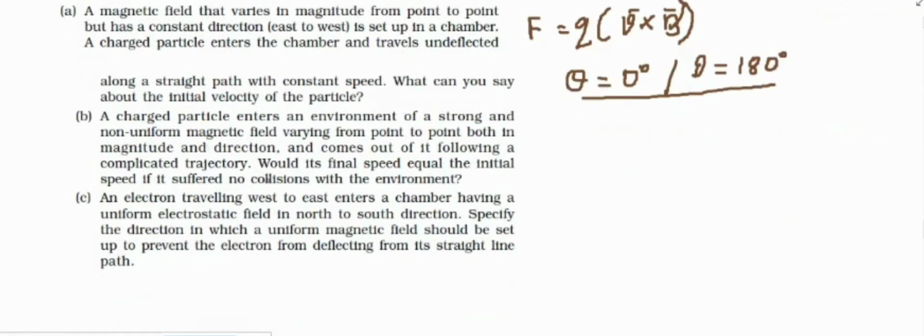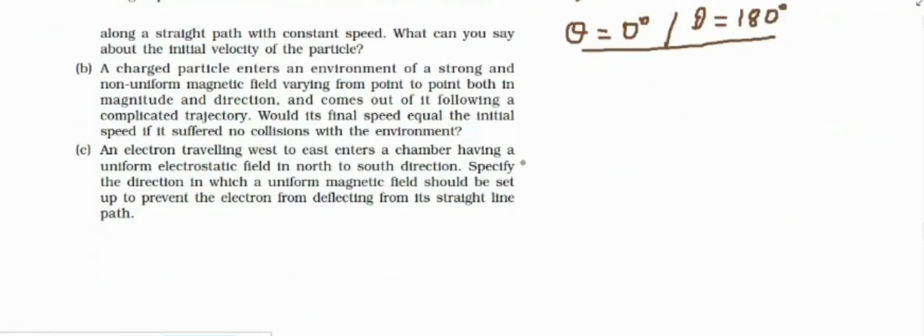Part B. A charged particle enters an environment of a strong and non-uniform magnetic field varying from point to point, both in magnitude and direction, and comes out of it following a complicated trajectory. Would its final speed equal the initial speed if it suffered no collision with the environment? Okay, so we know magnetic force does no work. It cannot change the kinetic energy of a particle. Therefore, it will come out with the same speed.